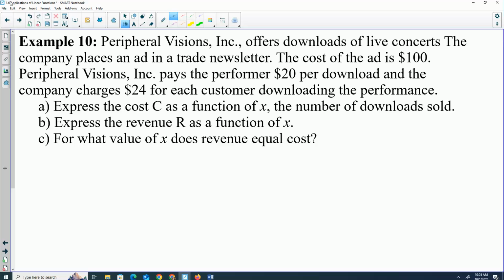Peripheral Visions offers downloads of live concerts. The company places an ad in a trade newsletter. The cost of the ad is $100. Peripheral Visions pays the performer $20 per download, and the company charges $24 for each customer downloading the performance. Part A, express the cost as a function of X, the number of downloads sold. So I'm asking for C of X, a formula for the cost.